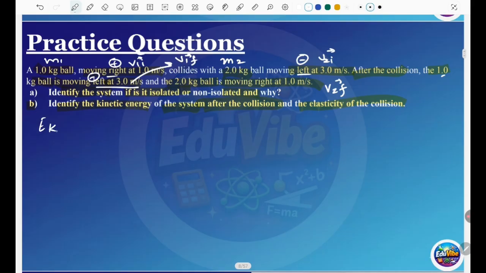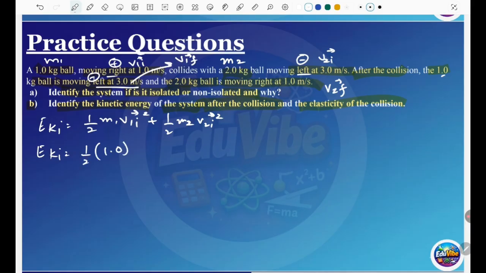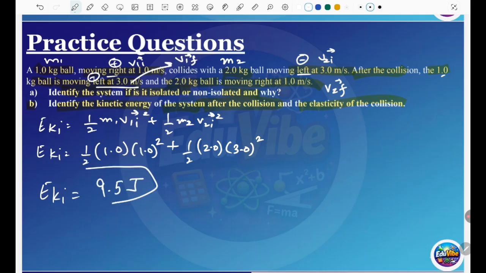We have to find the EKi first, which is half m1 v1i squared plus half m2 v2i squared. So for EKi, you have half, this is 1.0. Don't worry about the signs in this because you square them, which does not affect your answer at all. This is 2.0 and we have 3.0 squared. So when you calculate this, you get about 9.5 joules.